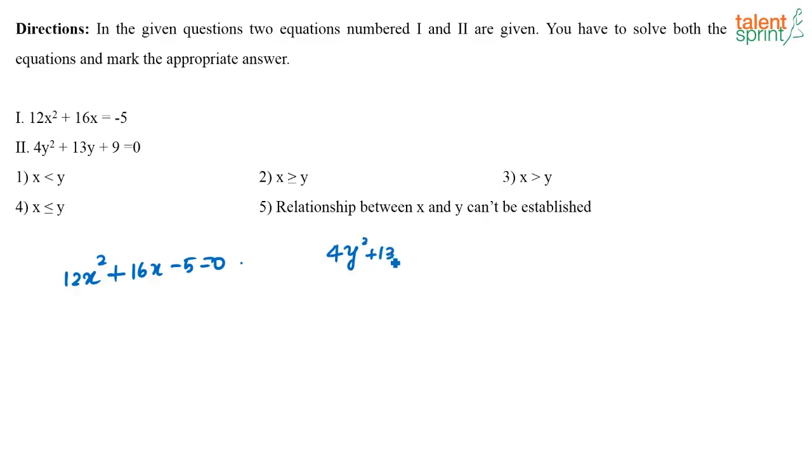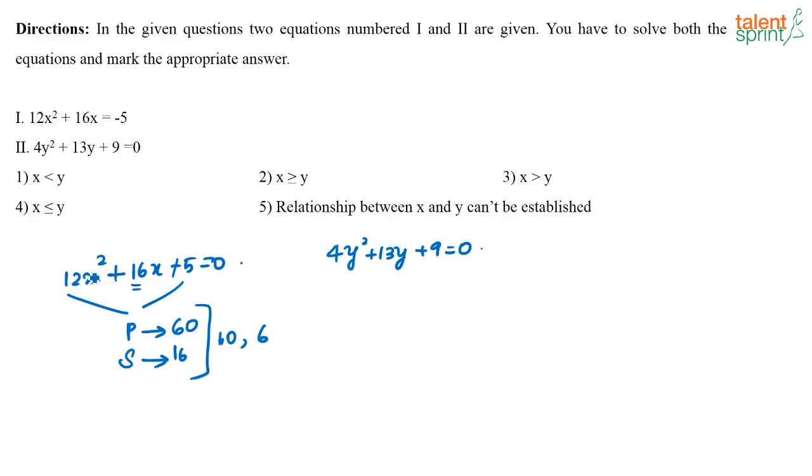Now the next equation: 4y squared plus 13y plus 9 is equal to 0. Sorry, plus 5. Minus 5 on that side, when it comes to this side, it becomes plus 5. I'm going to solve for x. So I have to find two numbers whose product is 12 into 5, which is 60, and whose sum is 16. Which are the two numbers whose product is 60 and sum is 16? It will be 10 and 6. Now, the coefficient of x squared is 12, so divide your answers by 12. So now 10 by 12 and 6 by 12. Now what is 10 by 12?